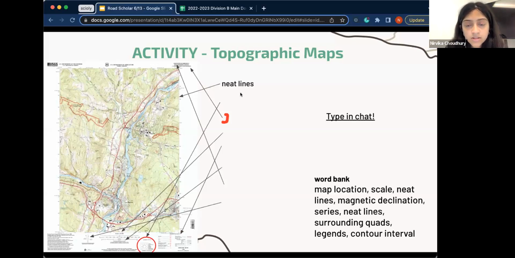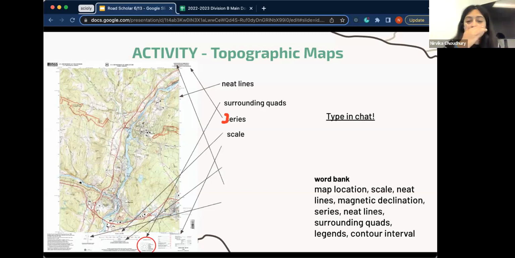Wait, I didn't enter the surrounding quads. This is actually the series, because if you look at it, it says right there 7.5 minute series. And the scale would be the next one, which is pointing down to the scale 1 to 24,000.